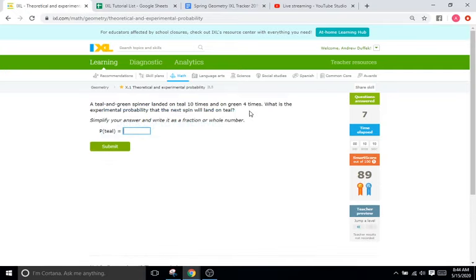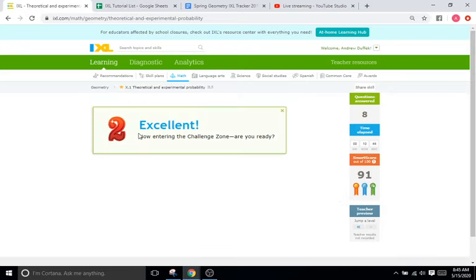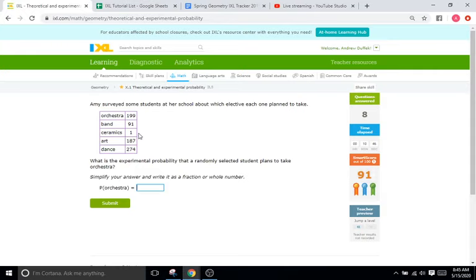A teal and green spinner landed on teal 10 times and green 4 times. What is the experimental probability that the next spin will land on teal? Well, how many times did it land on teal? 10. And then out of a possible how many times did we spin? 10 plus 4 is 14, so 10 out of 14. So there's a 10 over 14 chance. And then we've got to reduce this, so we can do half. Half of 10 is 5, and half of 14 is 7, so we have a 5 over 7 chance. Very good. And that's going to lead you right into the 90s, where you're going to see problems that we have definitely seen before.